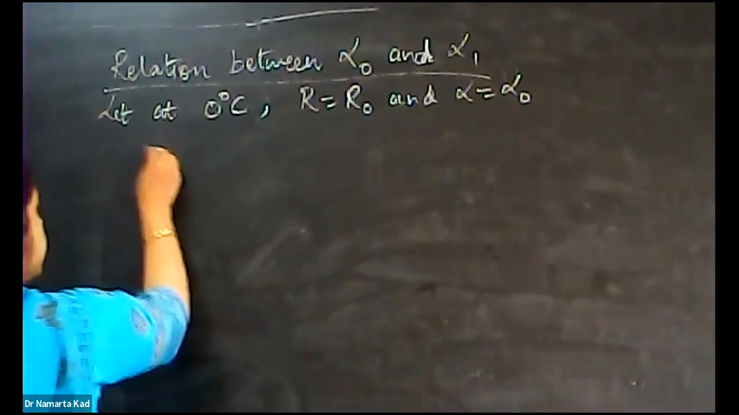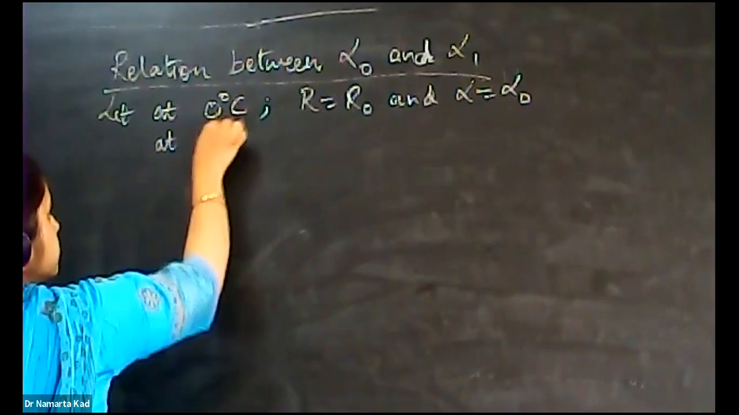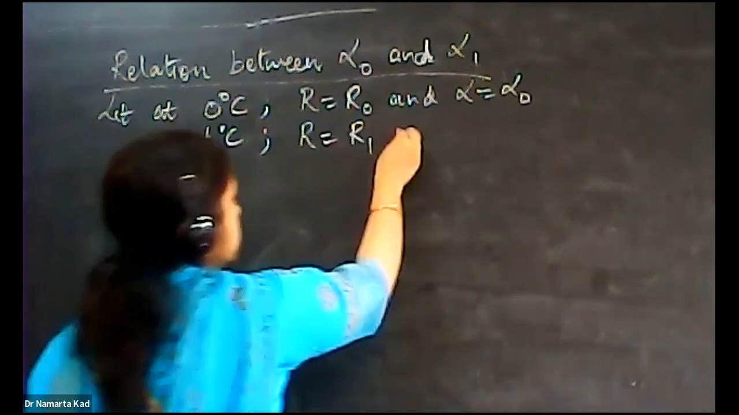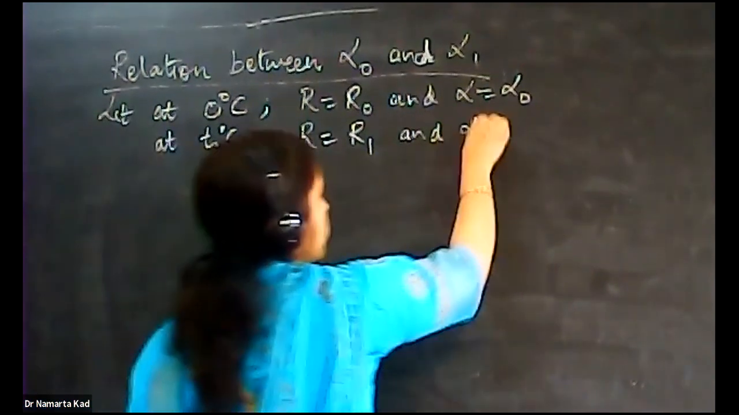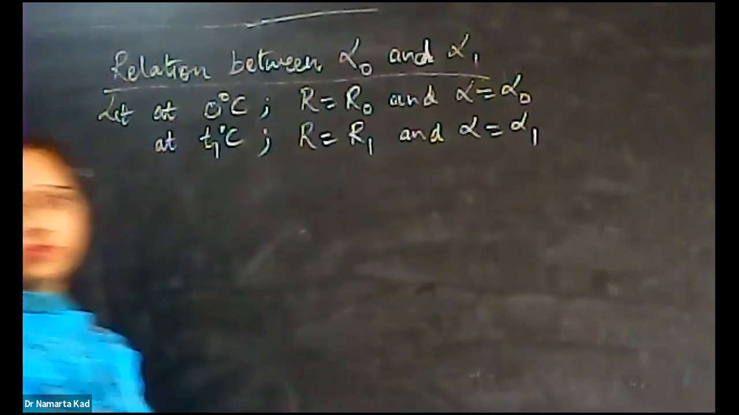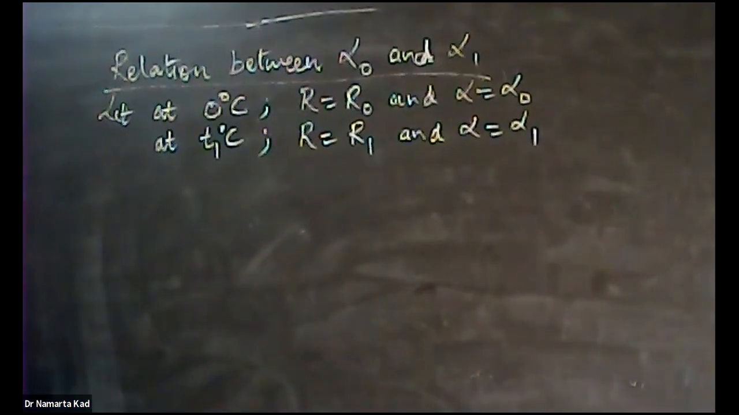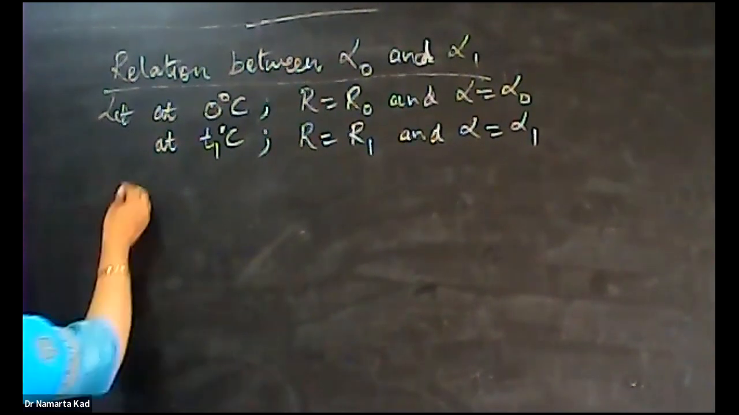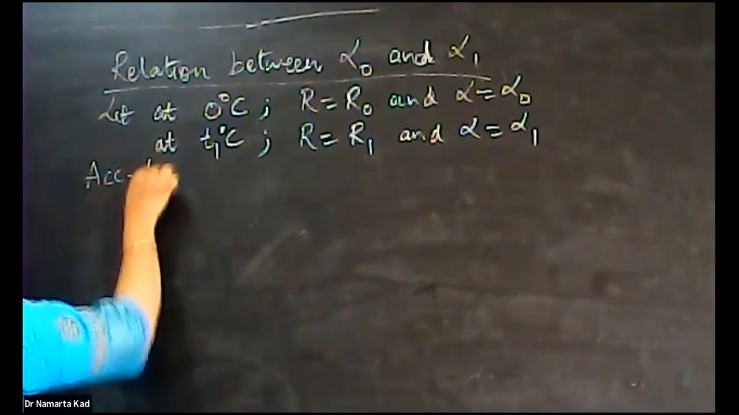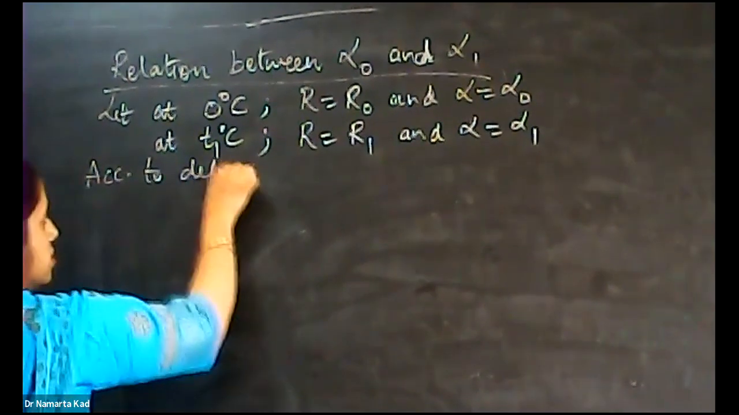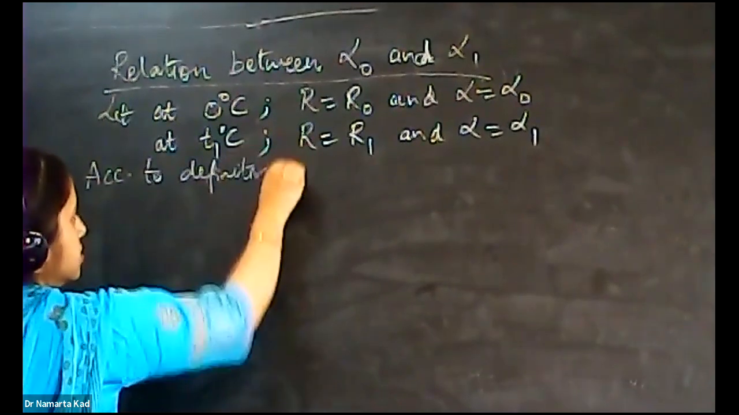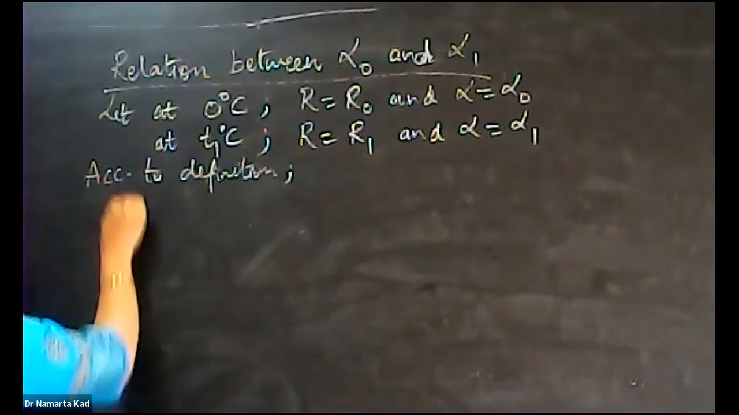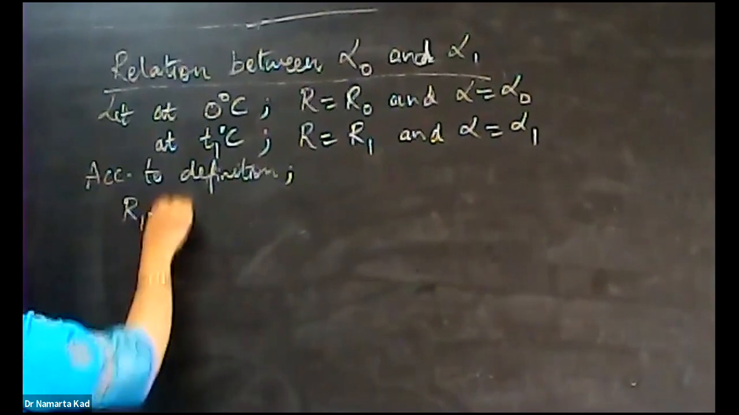And at T1 degree C, R is equal to R1 and alpha is equal to alpha 1. At any temperature T1 degree C, T1 may be 20, 30, 40, anything. Okay, then according to the definition, what does our definition say? According to the definition, change in resistance, that is R1 minus R0.